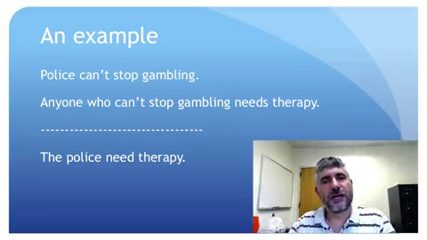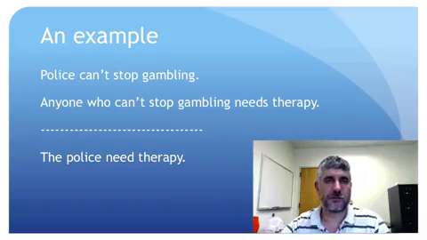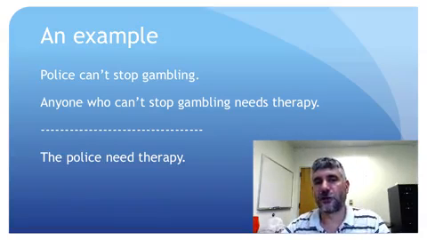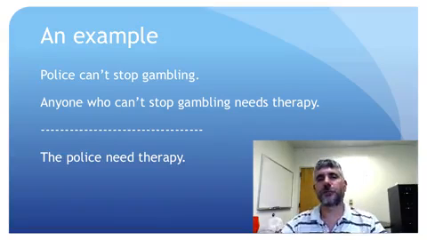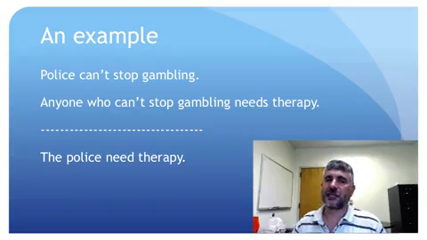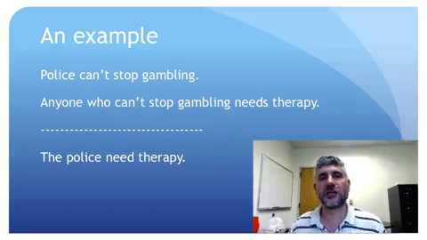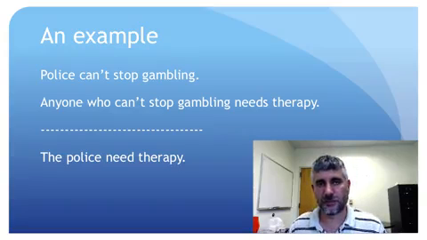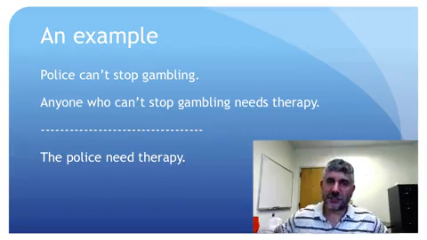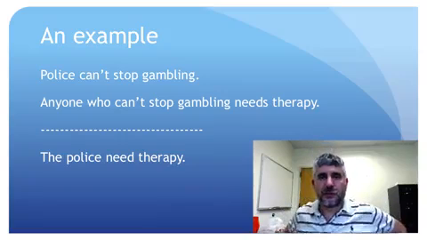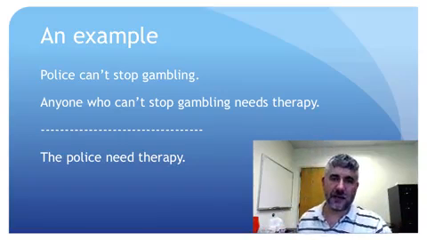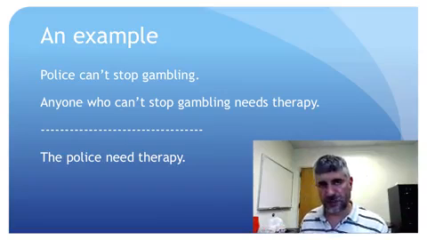But that's relying on one interpretation of the sentence, the police can't stop gambling, and that's not the interpretation that's probably correct. The interpretation that's probably correct is that gambling is going on and the police can't do anything to stop it from going on. And if that's the correct interpretation of premise one, then the argument is invalid. The argument is a fallacy, right?